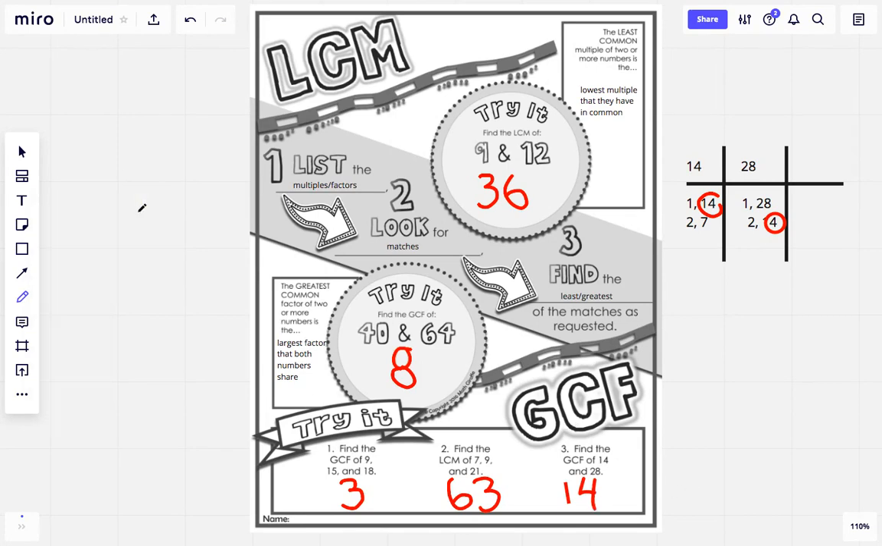So sometimes when we're looking at the greatest common factor and least common multiple, that number could be one of the numbers that we're looking at. Just like with example 3, the greatest common factor of 14 and 28 is 14, because 14 is also a factor of 28. So 5th graders, that is our least common multiple and greatest common factor.